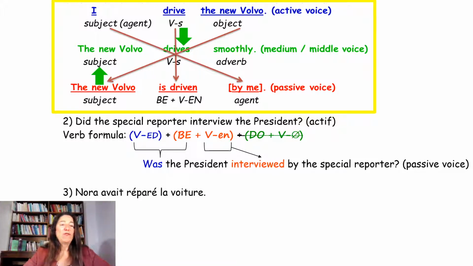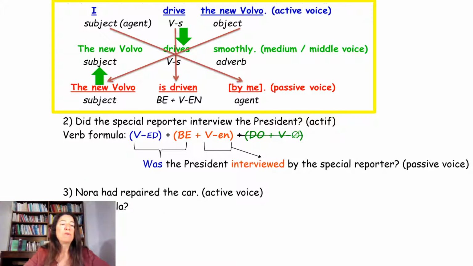Next example, Nora avait réparé la voiture. So again, what voice is this? Which voice is this? This is obviously the active voice, a translation in English. Nora had repaired the car, and then we want to turn that sentence into a passive voice sentence.